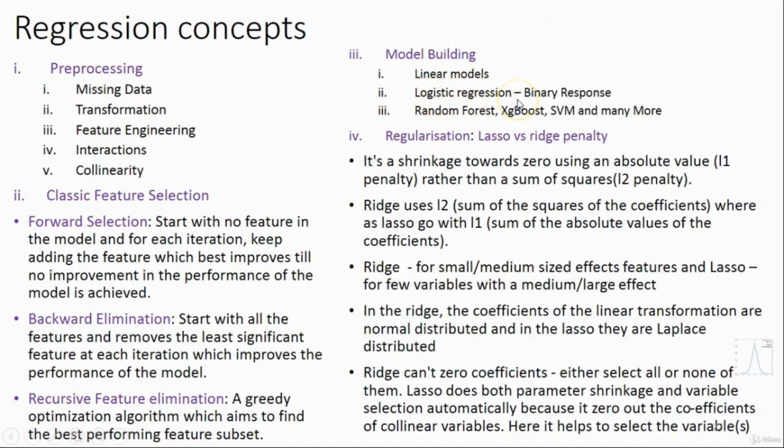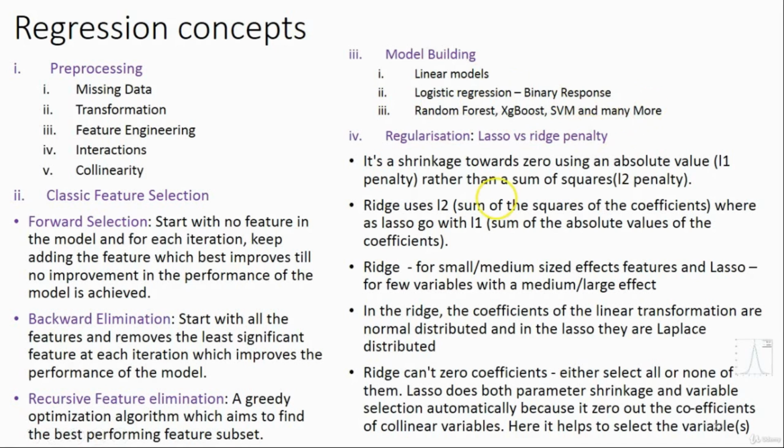We'll be discussing logistic regression. Logistic is mostly 0 and 1. Even though the word regression is there, it is a part of classification. I will explain at that time why people have put the word regression in this one. We'll learn a few of the advanced techniques like random forest, XGBoost, SVM and many more, and I'll explain them as soon as we reach there.